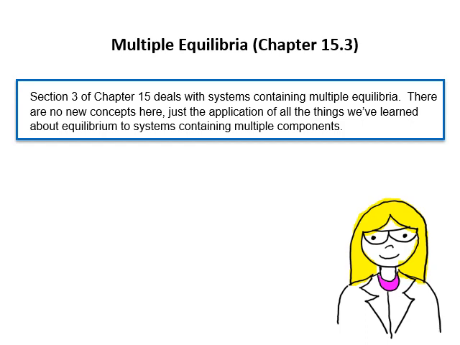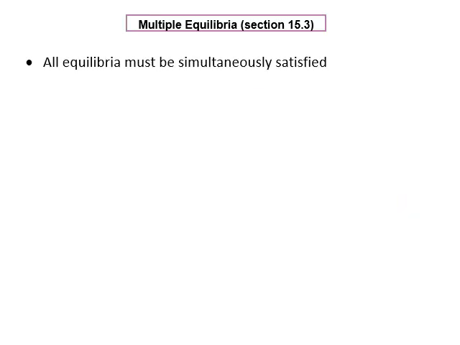Section 3 of Chapter 15 deals with systems containing multiple equilibria. There are no new concepts here, just the application of all the things we've learned about equilibrium to systems containing multiple components. As previously mentioned, in any system, all equilibrium expressions must be simultaneously satisfied. This means that any equilibrium expression that you can write for any of the species in the solution must be true.